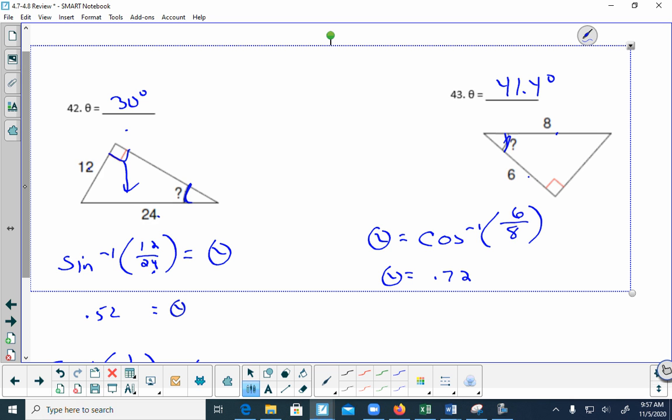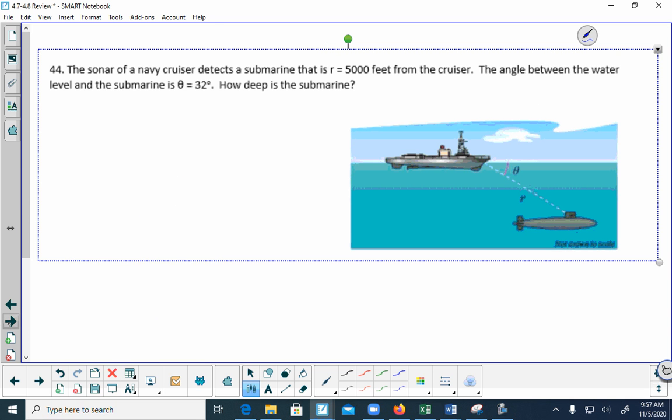And finally, the word problems. So this one, the sonar of an Asia cruiser ship detects a submarine that is 5,000 feet from the cruiser. And they're showing you that this is what they mean by the 5,000. It's going to be that diagonal line. The angle between the water and the level submarine is 32 degrees. So this angle right here is 32 degrees. They want to know how deep the submarine is.